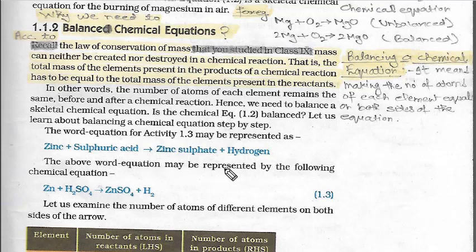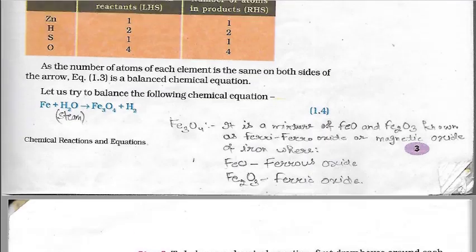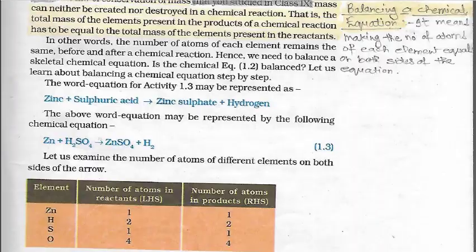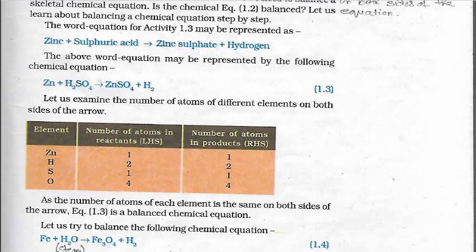The above word equation may be represented by the following chemical equation. The symbol for zinc is Zn. What is the chemical formula of sulfuric acid? It is H2SO4. Then zinc sulfate, whose formula is ZnSO4. Then hydrogen is H2. Now we will see whether the number of atoms is equal on the two sides or not.